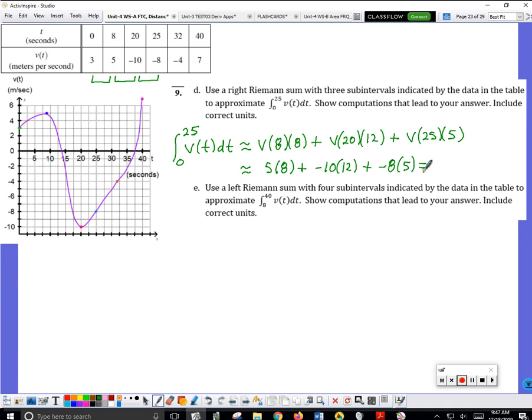Who has an answer? You get negative 120. And the units would be? Meters.